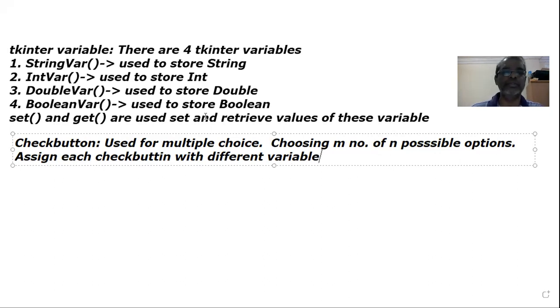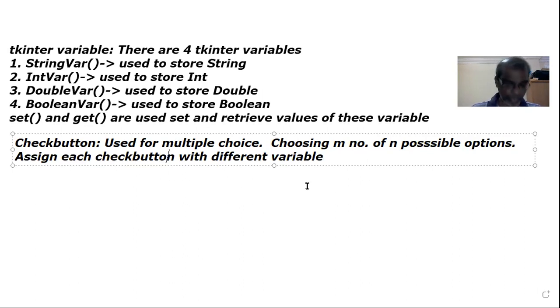So check button, as usual, you know very well, it is used for multiple choice. There are many possible options. Out of this, you can select one or more than one, that depends upon your requirement. Choosing m number of n possible options. While declaring a check button, we have to assign each button one variable, a different variable. It is very much needed because each and every check button should hold one value, a different value.